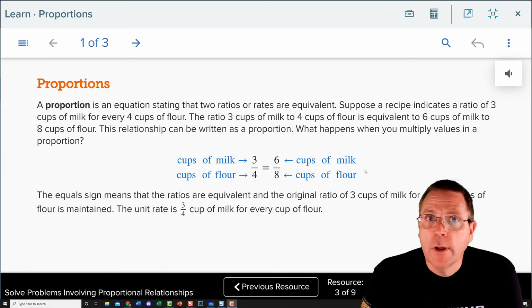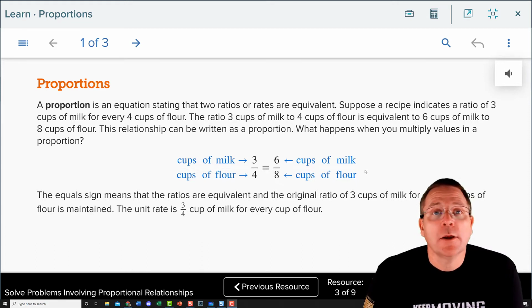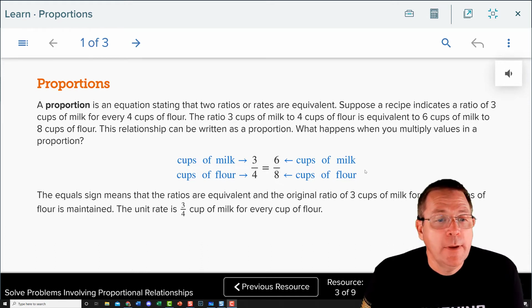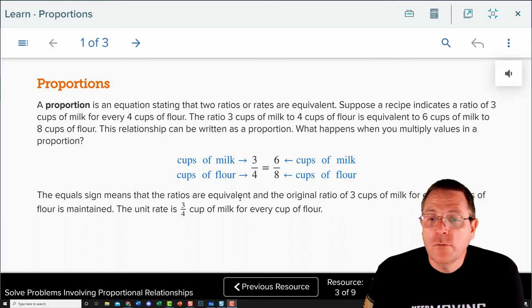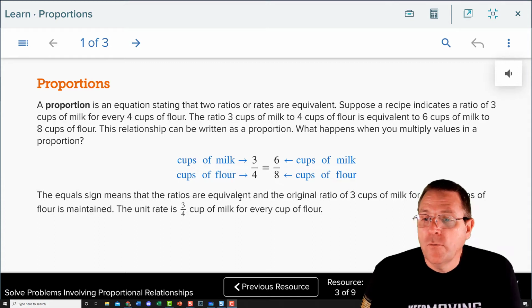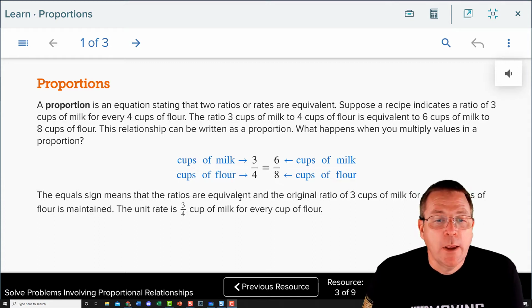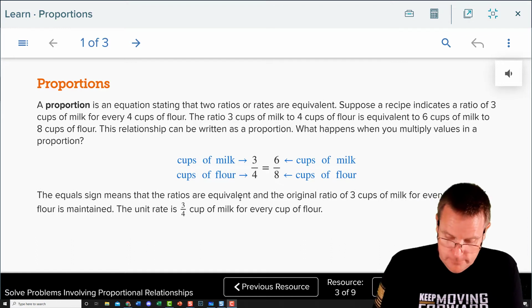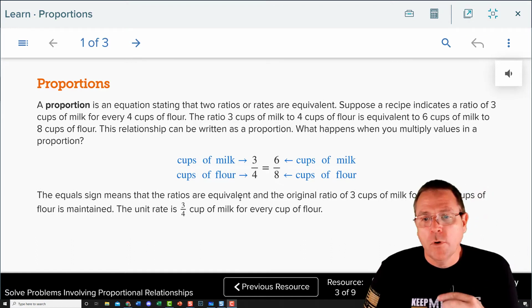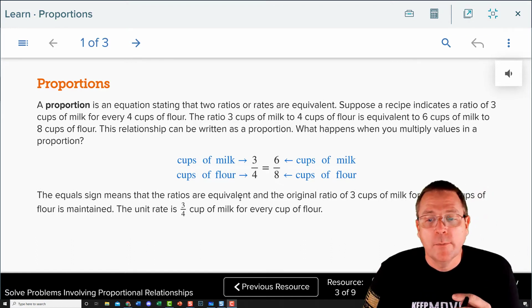They're not equal, they are equivalent. They have the same value. Equal implies that they are the same exact thing. The equal sign you see means that the ratios are equivalent. We don't say equal, we say equivalent, and the original ratio of 3 cups of milk to 4 cups of flour is maintained. The unit rate is 3/4 of a cup of milk to every 1 cup of flour. And we'll look at how they came up with that later.